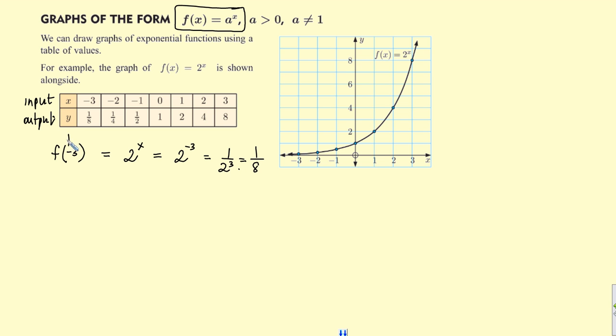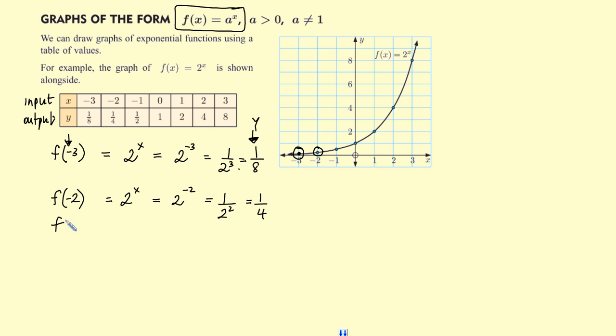So I placed in a value of X that was -3 to get a corresponding value of Y, which was 1/8. So when I graph that, I do -3, and 1/8 is approximately here. Okay, it's an approximation. If I then do f at -2, again from 2 to the power of X, it will be 2 to the power of -2, which becomes 1 over 2 squared, and that makes it equal to 1/4. So I go to -2 and 1/4, which is right here.